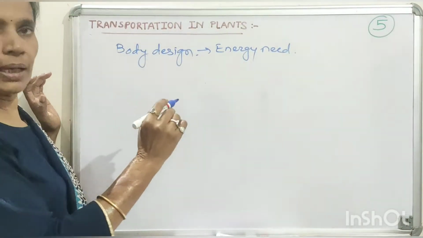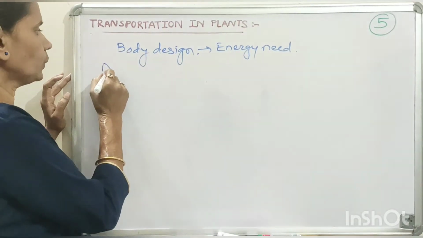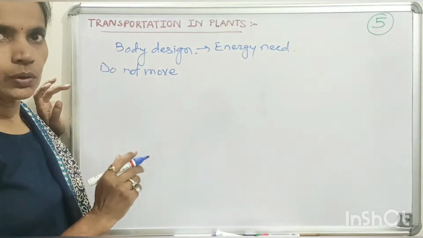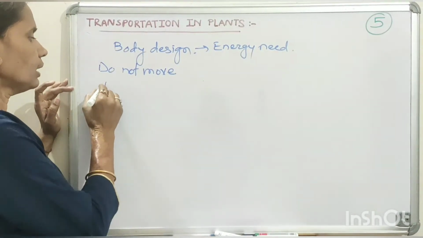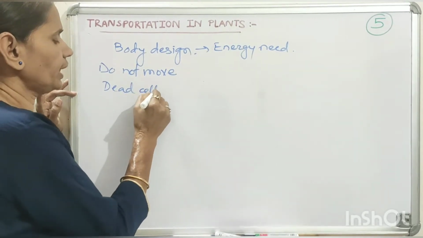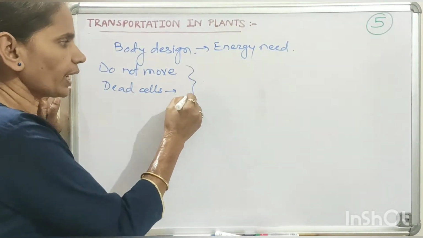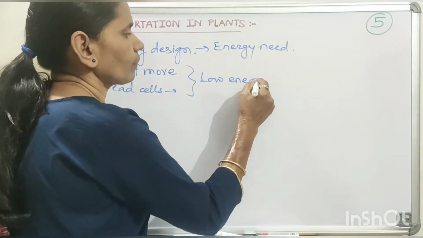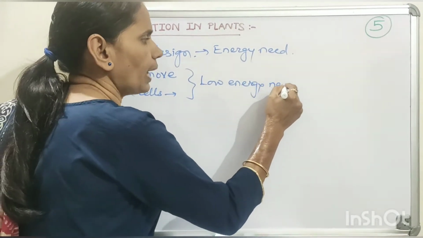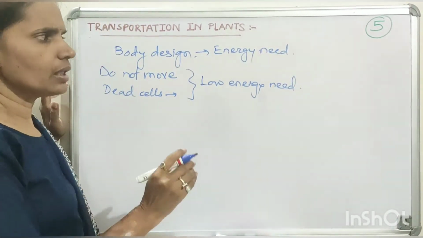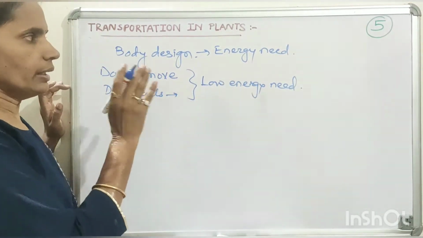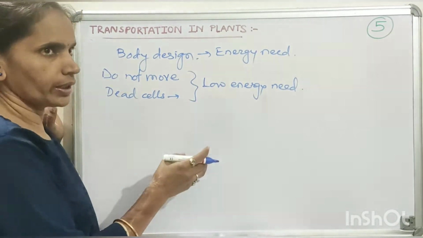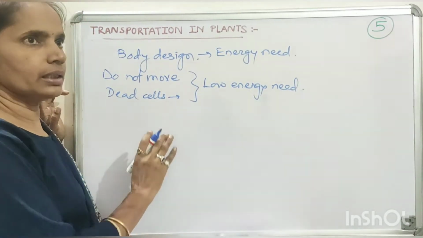Now considering the plants, we know that plants do not move from one place to another like the animals. Another thing is that a large number of dead cells or dead tissues are stored. These two factors give the plants low energy needs. So in case of plants, energy transportation is not a great deal. Why? The transportation of the minerals, water and other food products throughout the plant body is the major task.